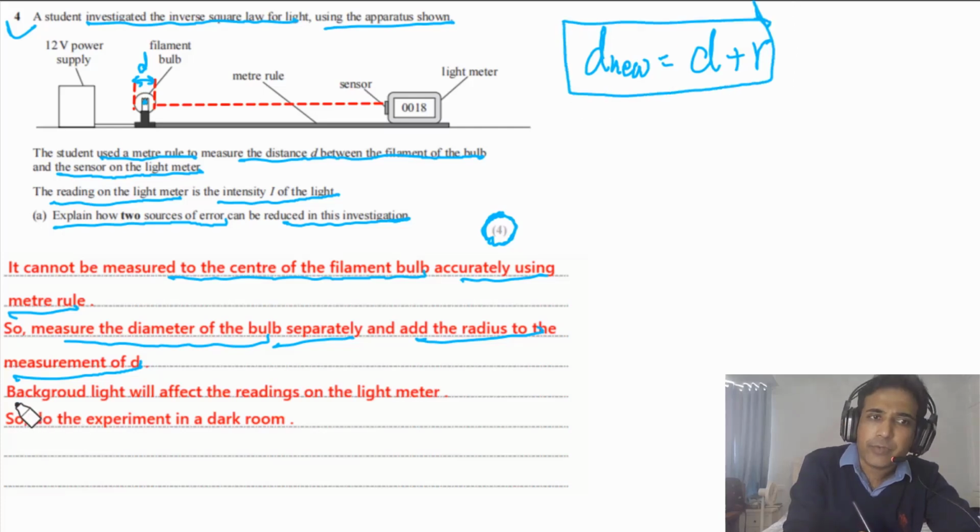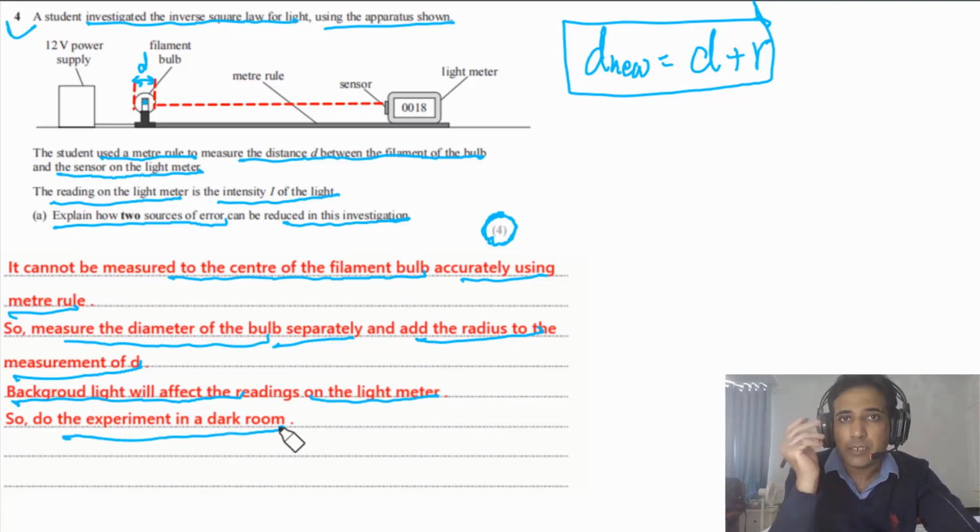The second point is a very common one you can write for any light experiment. We can say the background light will affect the readings on the light meter. So do the experiment in a dark room.